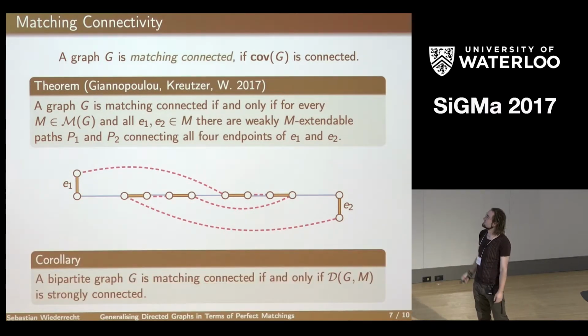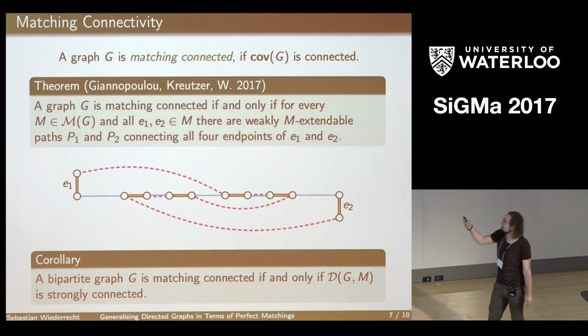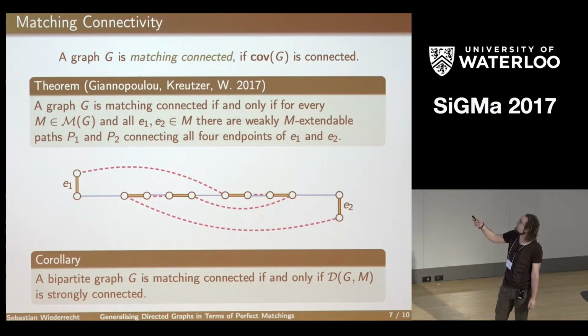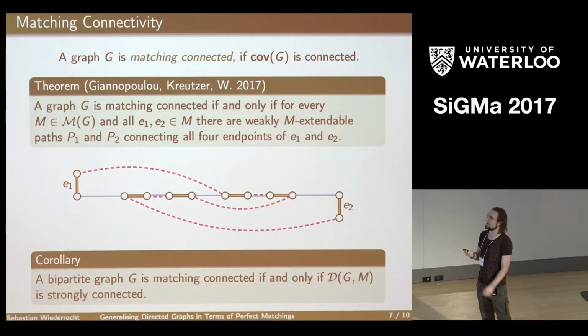And so it comes as no surprise that a bipartite graph is matching connected if and only if its directed version for any perfect matching is strongly connected. So here, the things somehow line up.